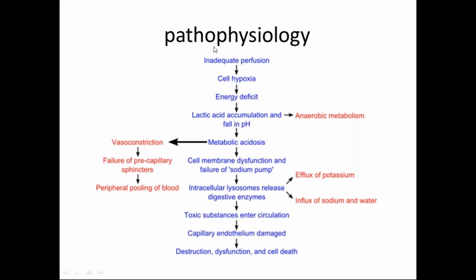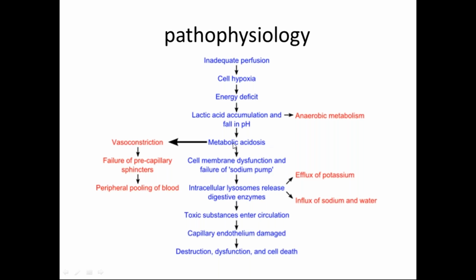If there is inadequate perfusion, there will be inadequate oxygen, so there will be cell hypoxia. When there is energy deficit, there is a lack of aerobic metabolism, which our own cell will convert into anaerobic metabolism. The end product of anaerobic metabolism is lactic acid accumulation. When there is more lactic acid accumulation, if there is more acid, the pH will obviously be less. So there will be a fall in pH. This will lead to metabolic acidosis.